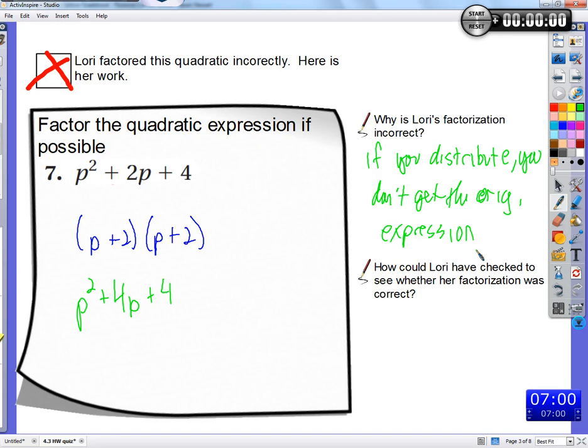Well, it's kind of hard to ask a lot of questions about this because it's a fairly simple problem here. We already answered this question. How can Lori check to see if her answer is correct? Distribute them and see if it comes out to be the original. Even more than that, what's the correct answer here? Not possible, not factorable. How can you be so sure?